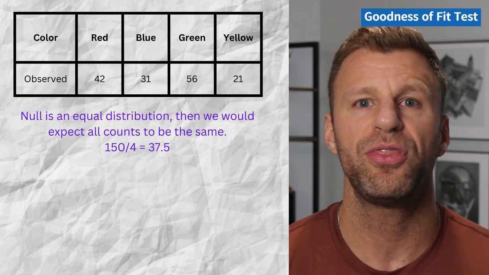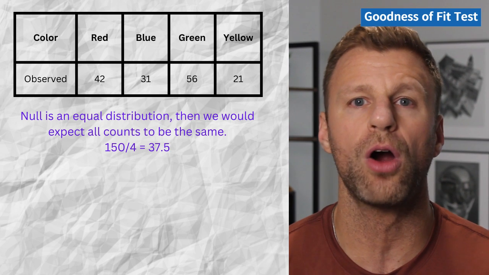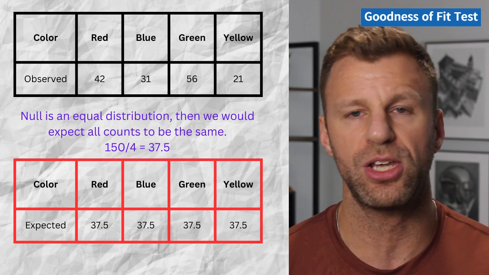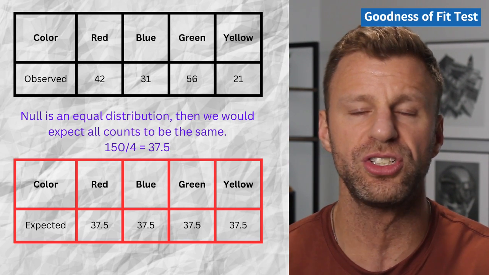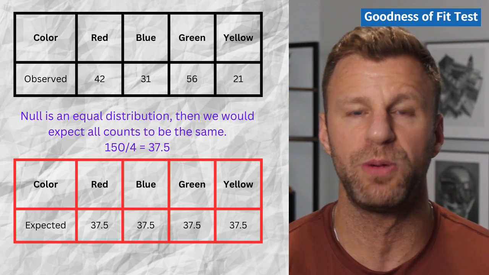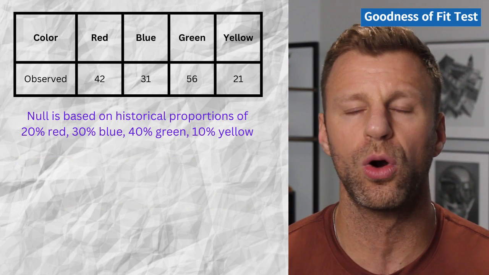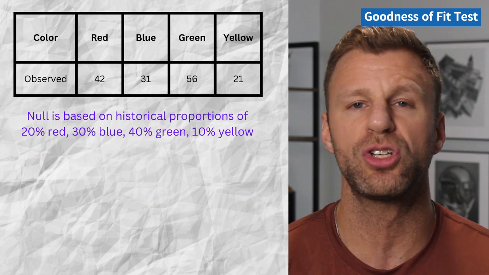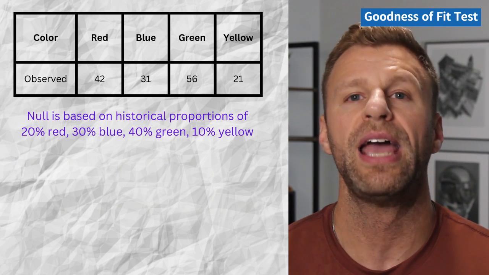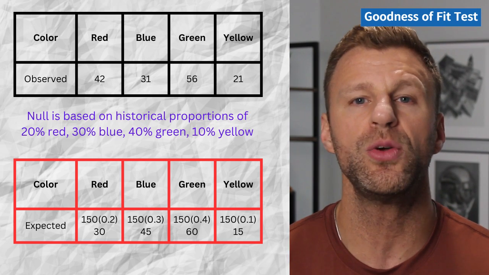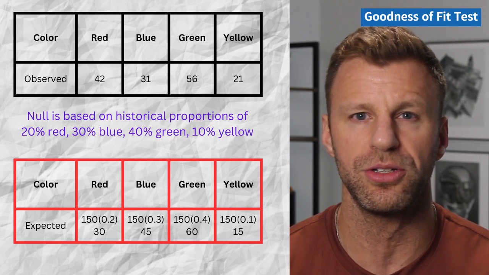Sometimes it'll say the distribution of the categories are all equal. So you simply take your total number of observations and you divide by how many categories because they're all supposed to be the same. Or, like mentioned, we'll give some historical or theoretical distribution of what is supposed to be there. And from that distribution, you have to calculate your expected values.